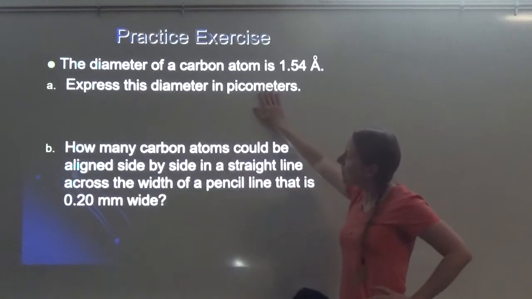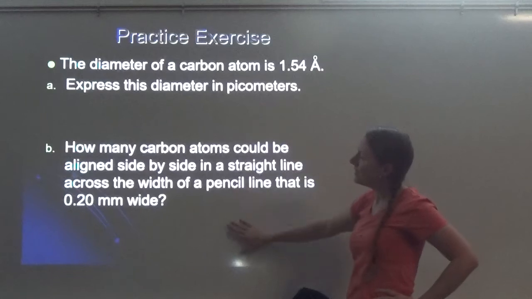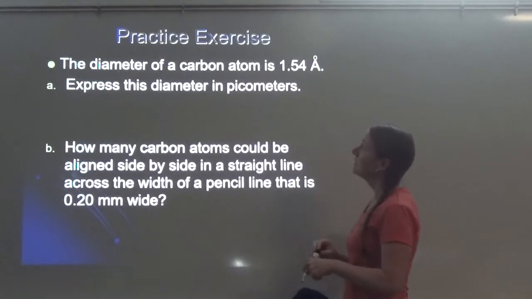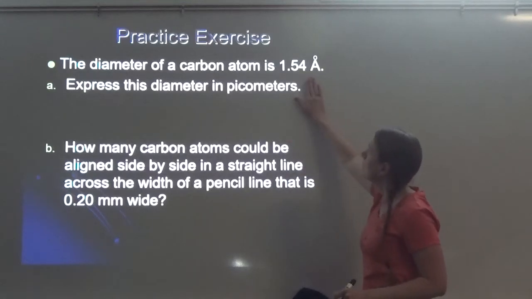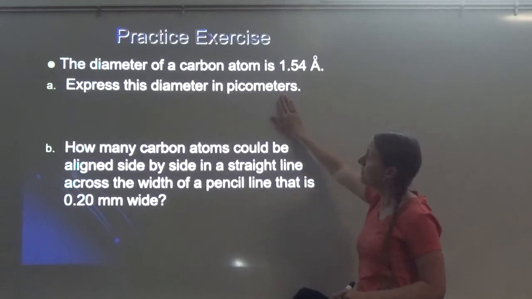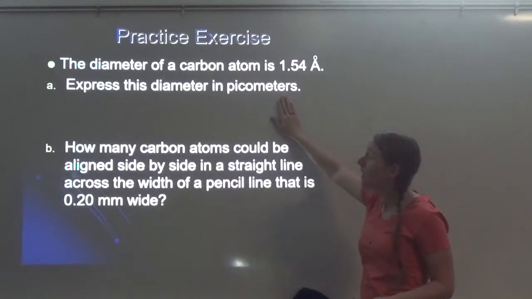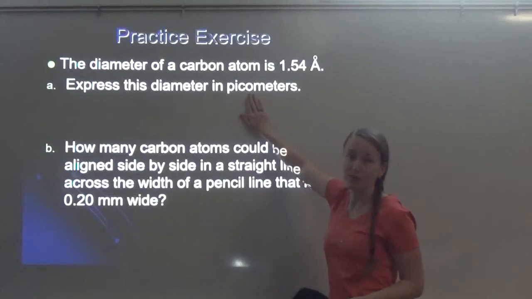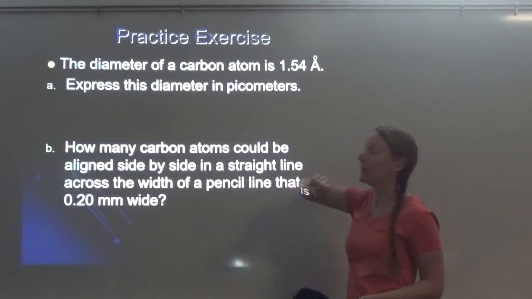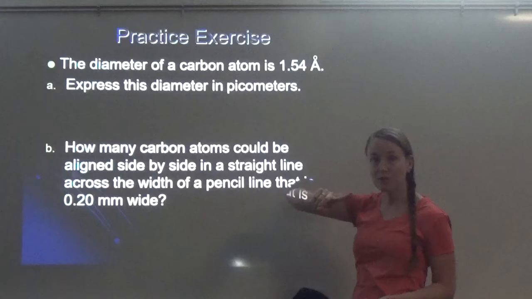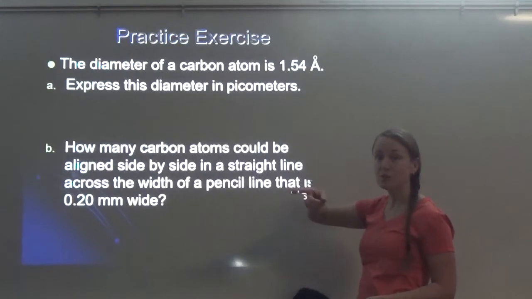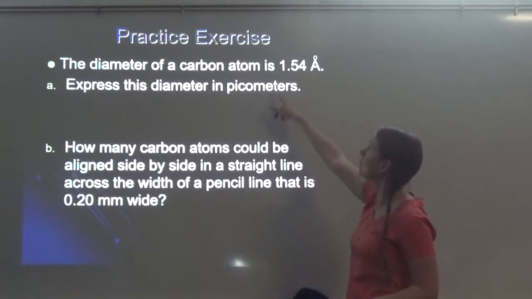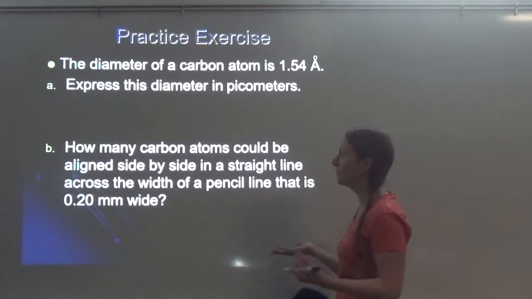You can try A, or you can watch me do A, and then you can try B, but just make sure at some point you try one. It says the diameter of a carbon atom is 1.54 angstroms. Express this diameter in picometers. Y'all, I'm going from one unit to another unit with a prefix, so it's going to take me 2 steps. I'm going to go from angstroms to the base unit, which is meters, and then from meters to picometers. So it's kind of like 2 prefixes, although angstrom doesn't really have a prefix.